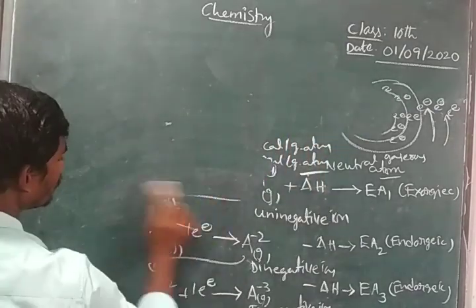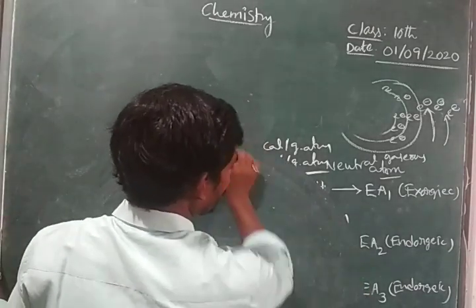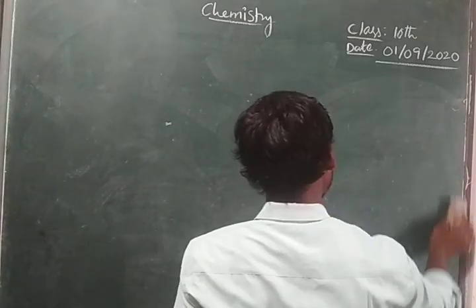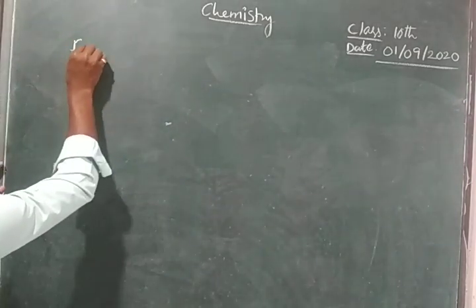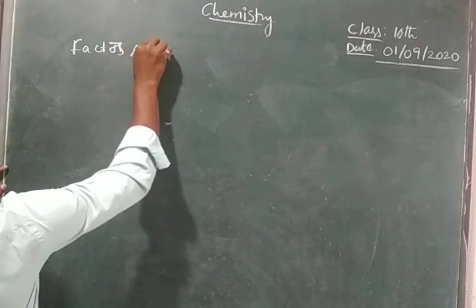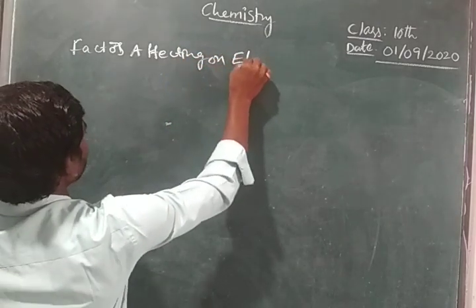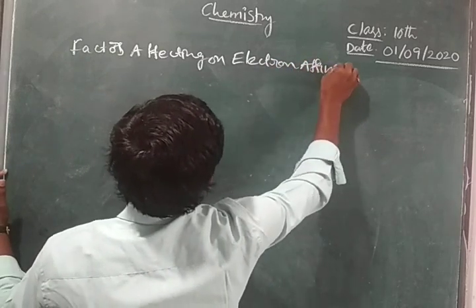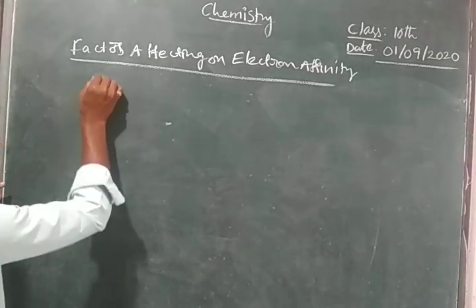What are the factors affecting electron affinity? They are the same factors we considered for ionization energy, but with some little changes. The factors affecting electron affinity.